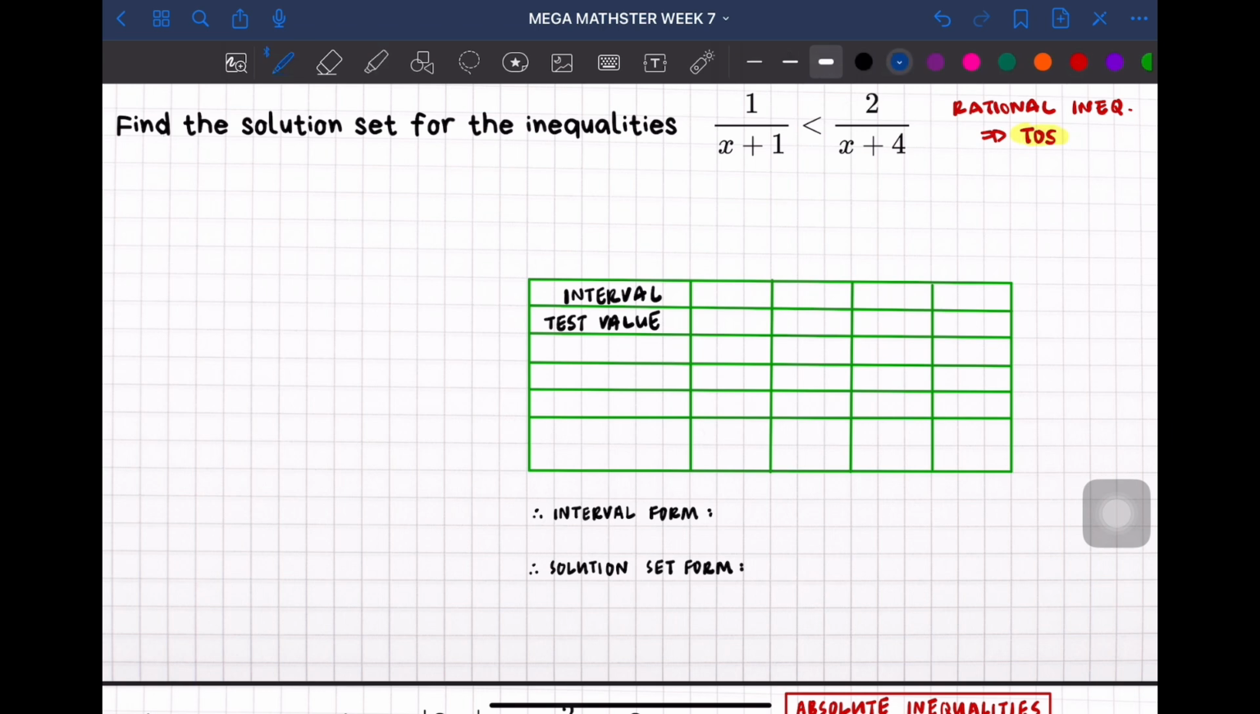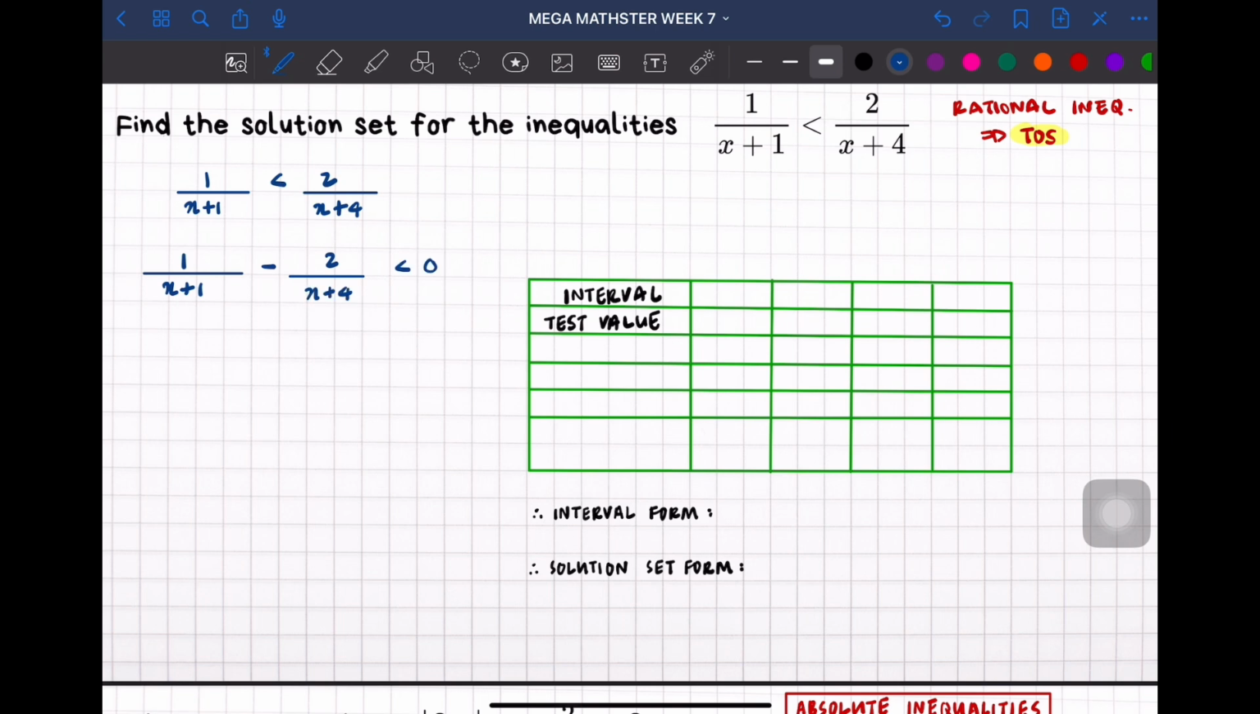So how do we solve this? When we have rational inequalities, the most important thing is you cannot cross multiply. I repeat, you cannot cross multiply, meaning you cannot bring this to the other side and bring this to the other side. Instead, you bring everything to the left hand side, so we leave only 0 on the right hand side. So that's what I'm going to do. So it becomes minus 2 over x plus 4 smaller than 0.